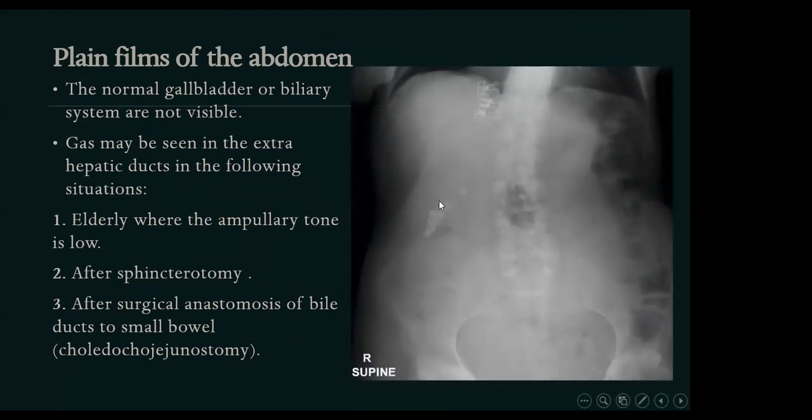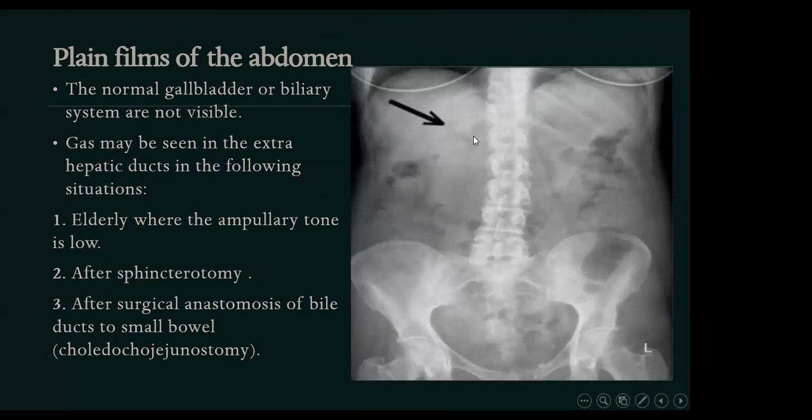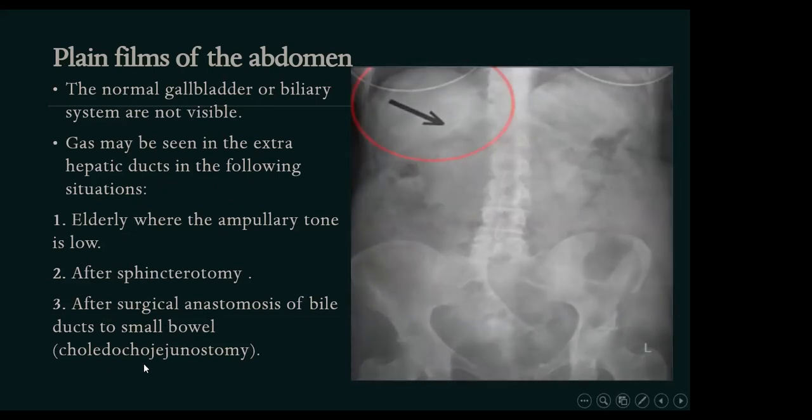Here we can see a gallbladder stone, multiple gallbladder stones. Here we can see gas inside the biliary system, which is called pneumobilia. The presence of gas inside the biliary system is pathological, unless in these situations: first, in the elderly where the ampullary tone is low, and this permits duodenal gas to enter inside the CBD and to the distal biliary tree. Or after sphincterotomy or after surgical anastomosis of the bile duct to small bowel, like in cholecystectomy.